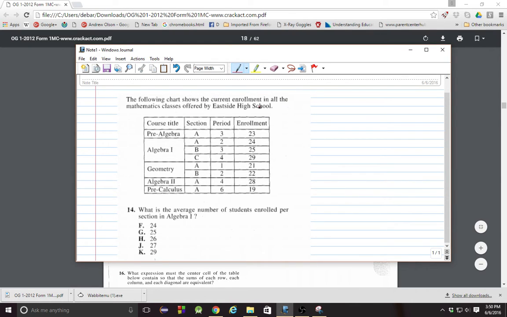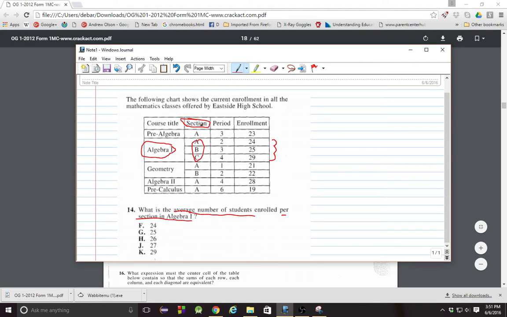The following chart shows the current enrollment in all the mathematics classes offered by Eastside High School. What is the average number of students enrolled per section in Algebra 1? Okay, so this is an interesting problem. We just are concerned with Algebra 1. So we're concerned with these three numbers right here. There are three sections, A, B, and C.